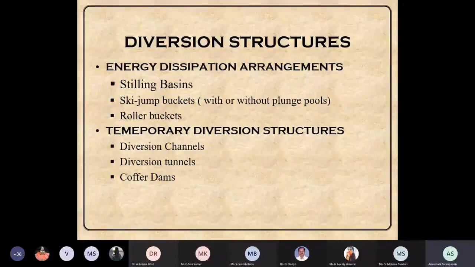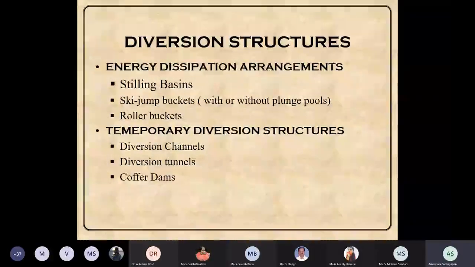Before starting my hydro project or before construction of any dam, there is always a large amount of water flowing in the river. So what I want to do is divert the water first. Otherwise, it is not possible to construct a structure, that means a concrete structure or rock fill structure. It is not possible to build a structure in flowing river water. So I put some temporary diversion structure in the river to divert the river temporarily to do my work. So this is called a temporary diversion structure.